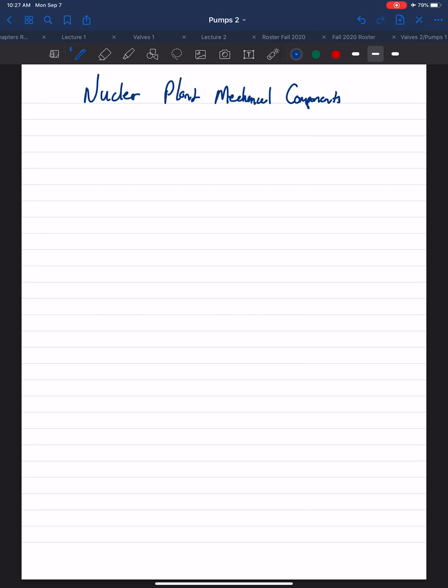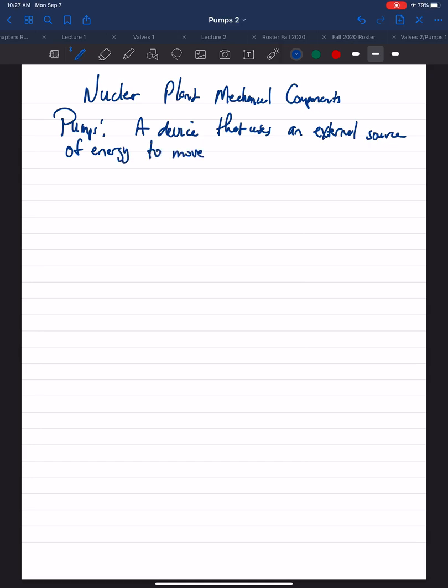So at the end of the last lecture, we started to break down our discussion of pumps. As a recap, a pump is a device that uses an external source of energy to move fluid from one place to another.